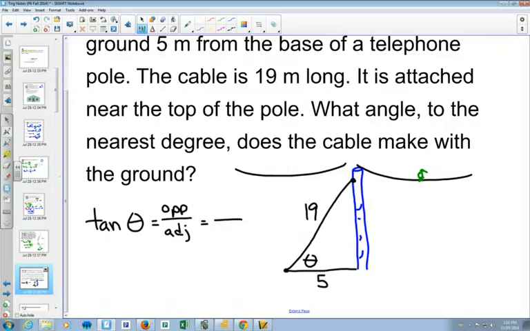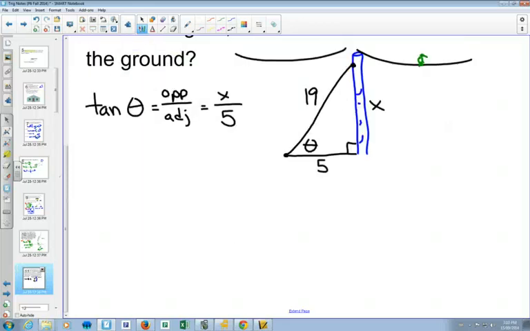How long is the opposite side? We don't know. I'm going to put an X there right now because I don't know what that is. How long is the adjacent side? There's only one adjacent. Okay, in a right angle triangle, the right angle would be right here. The 19 is called the hypotenuse. So theta is adjacent to two sides, but 19 is the hypotenuse. The adjacent side is only the 5. So we have a problem. We can't figure this out because we don't know x.